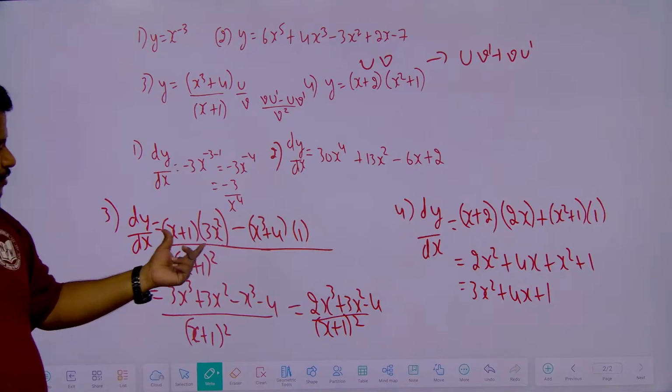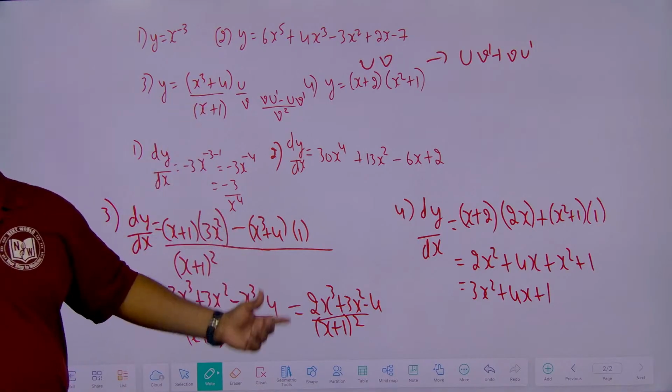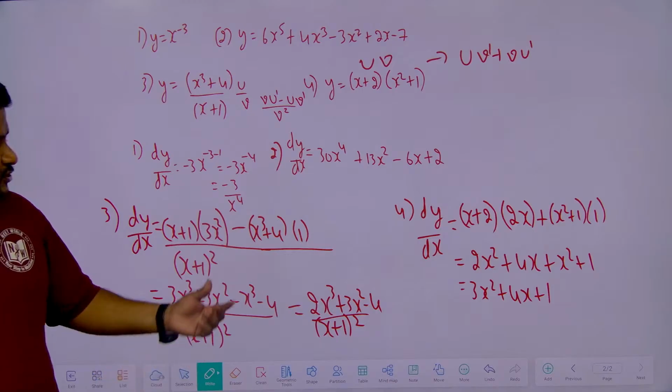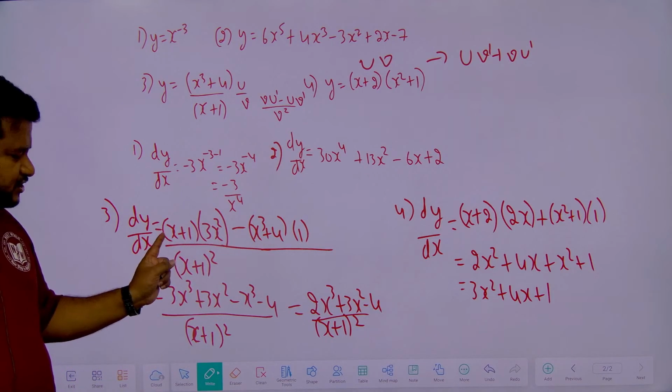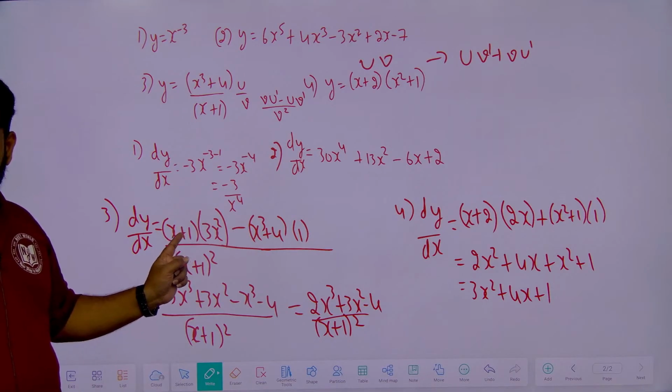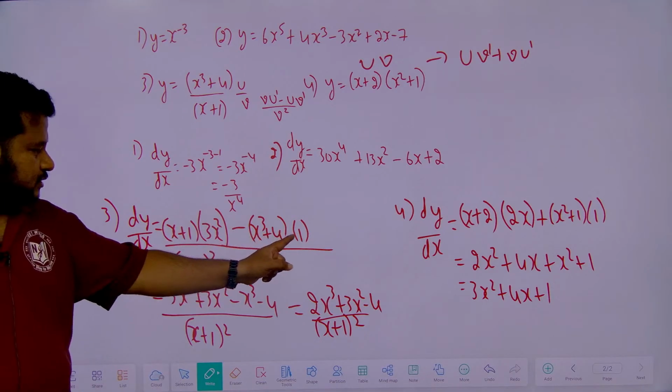Minus. Now I should keep this x cube plus 4 as it is. Now I should do the differentiation of x plus 1. Differentiation of x is 1, plus differentiation of 1 is 0. So this is what we'll have.